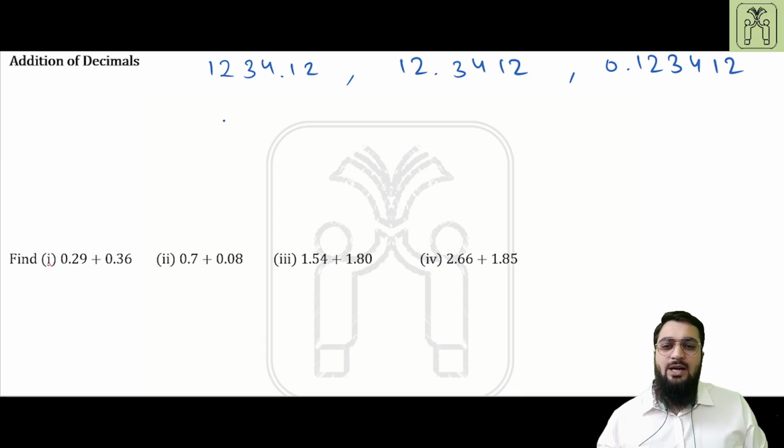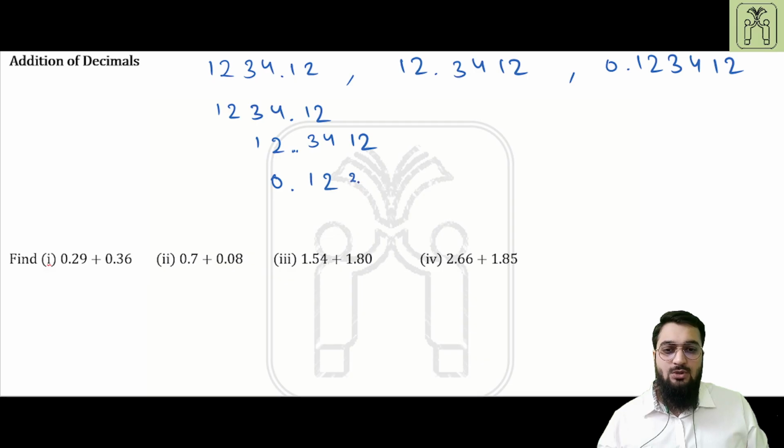Next will be 0.123412. Now adding them up, I will write them in a top-down manner as I told you. That is 1234.12, but the decimal point should be aligned with each other. So 12 will be over here, decimal point over here, 3412, and then again the decimal point will be aligned, and that will be 0.123412. Now, in order to make them look similar, just add a couple of zeros at the right extreme of the decimal. That will not change the value of our decimals.